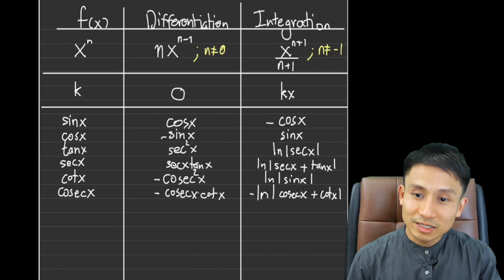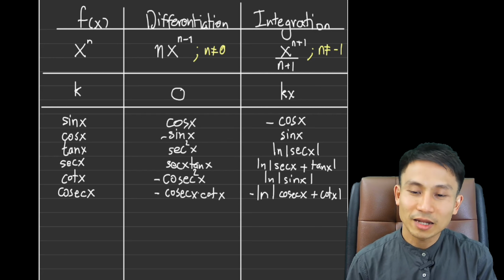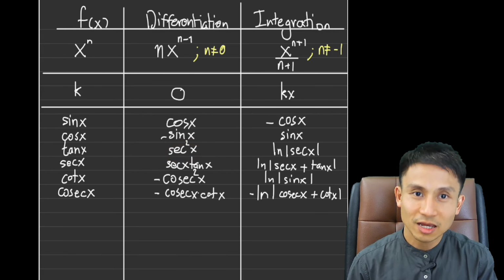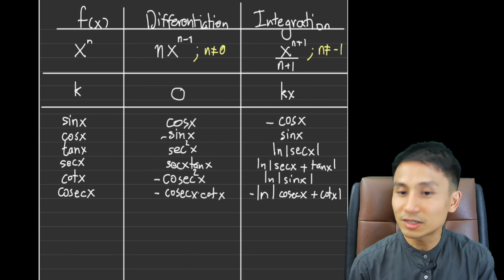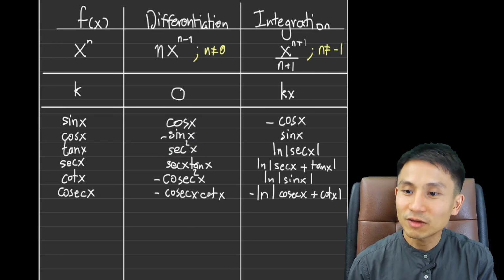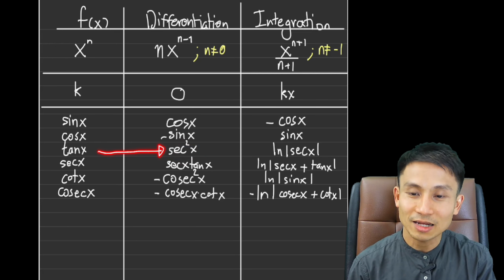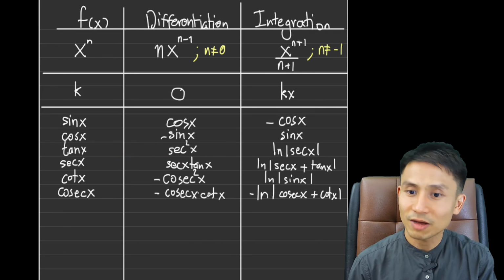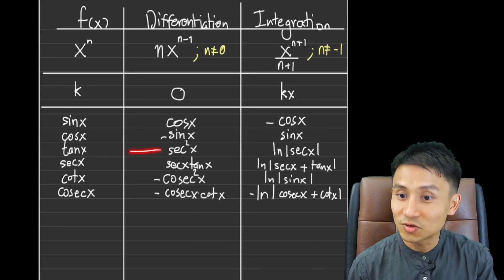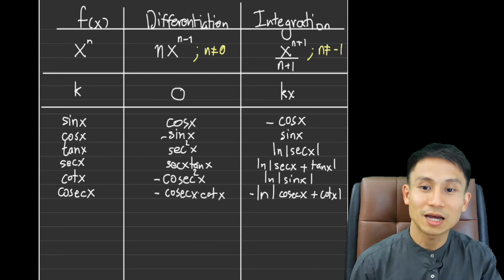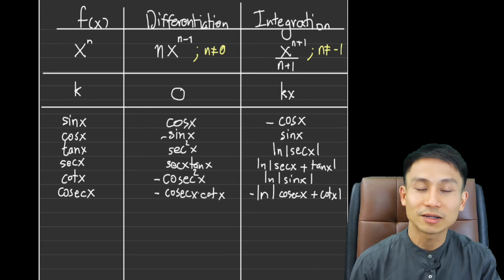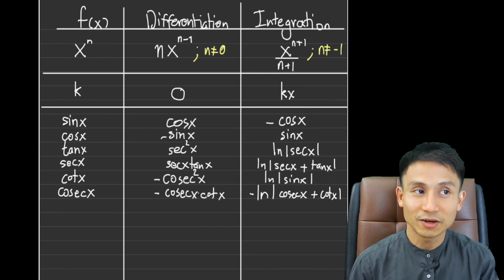Now when you use this table, always remember that the result of differentiation can be used to find the integral backwards. For example, if I differentiate tan x, I get sec squared x. But if I integrate sec squared x, I do get tan x. And this applies to every formula here. Now let's move on to a different kind of function.